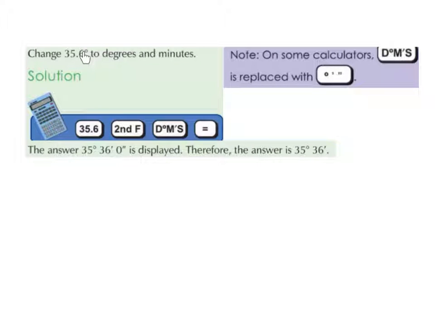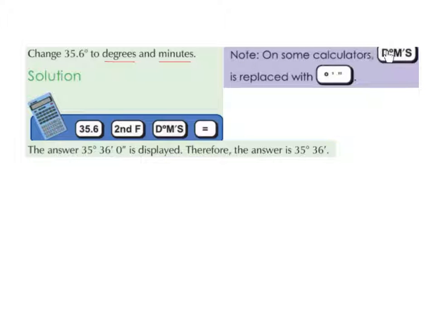Change 35.6 degrees to degrees and minutes. So we put 35.6 into the calculator, press second function, DMS and equals, and we should end up with 35 degrees, 36 minutes and 0 seconds. So 35 degrees, 36 minutes and 0 seconds will be displayed. So the answer is 35 degrees and 36 minutes.